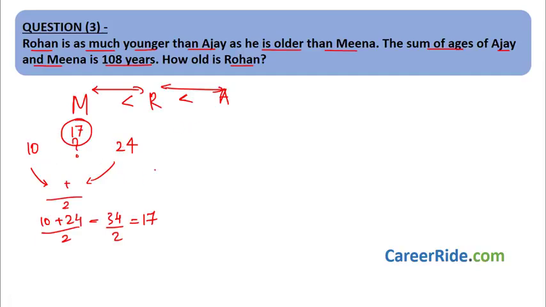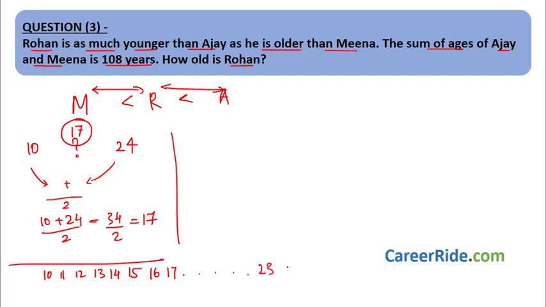How? Let's see. There's 10, 11, 12, 13, 14, 15, 16, 17, 18, 19, 20, 21, 22, 23 and 24. So between 10 and 17, what is the difference? 1, 2, 3, 4, 5 and 6. 6 numbers are there between 10 and 17. Now 17 to 24, how many numbers are there? 1, 2, 3, 4, 5, 6. See, the difference between 17 and 24 and between 10 and 17 is the same, 6. So 17 lies exactly in between 10 and 24.